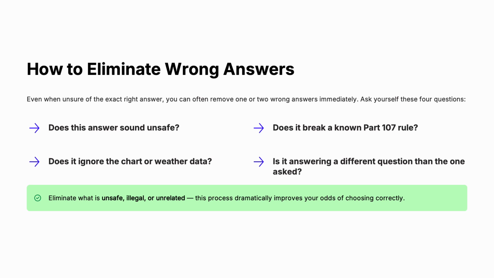Even when you're not 100% sure of the right answer, you can usually eliminate 1 or 2 wrong ones immediately, and that alone dramatically improves your odds. Ask yourself 4 questions about each answer choice. Does this answer sound unsafe? Does it break a known Part 107 rule? Does it ignore the chart or weather data you were given? And is it actually answering a different question than the one being asked? Eliminate anything that's unsafe, illegal, or unrelated, and you'll often find yourself choosing between 2 reasonable options instead of 4 confusing ones.